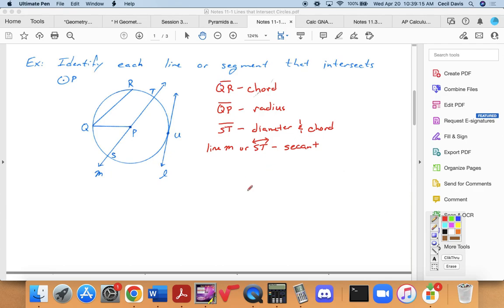All right, now, in addition to that line and that segment, there are 2 other segments that intersect the circle along this line. Segment SP and segment TP. What are both of those? Radius. Yeah, the plural for radius is radii.